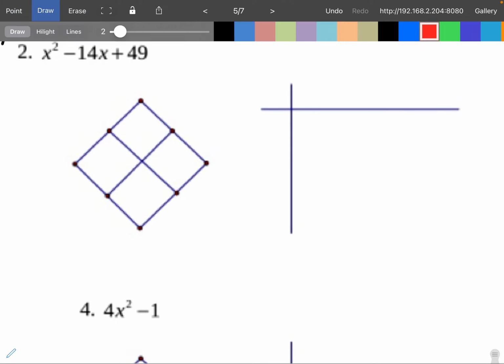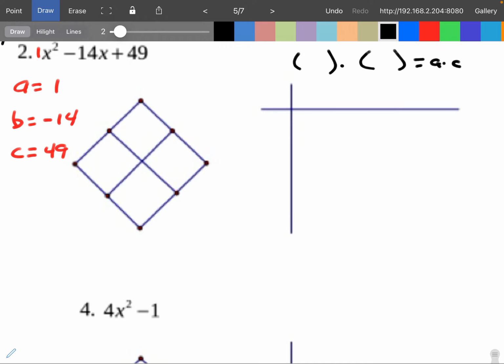Let's try 2. So 2, same thing again. We have that A is 1. So then on this one we have A equals 1, B equals what? Negative 14. And what's C? C is 49.